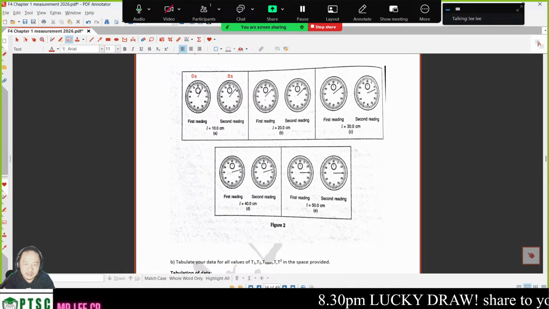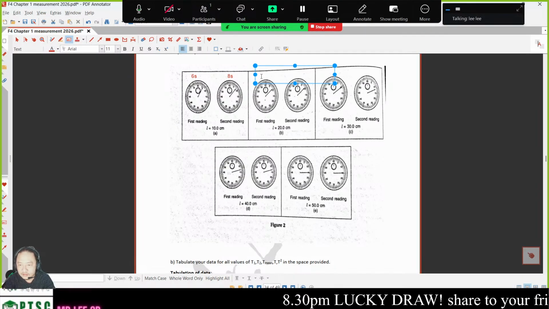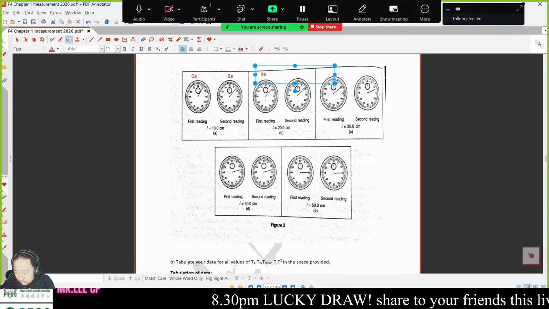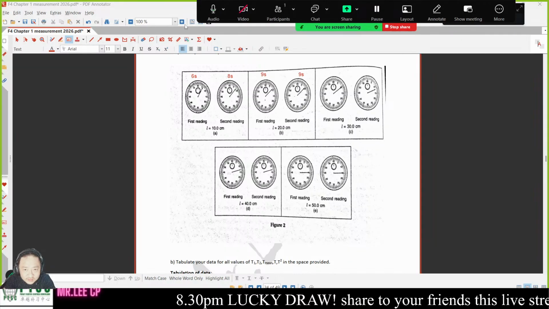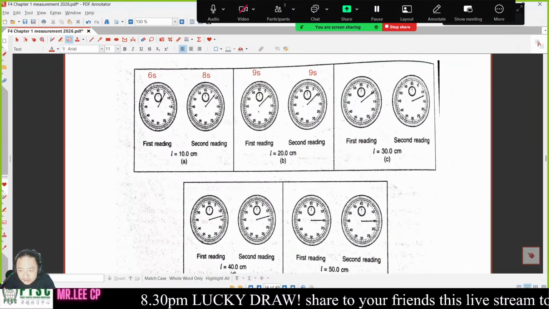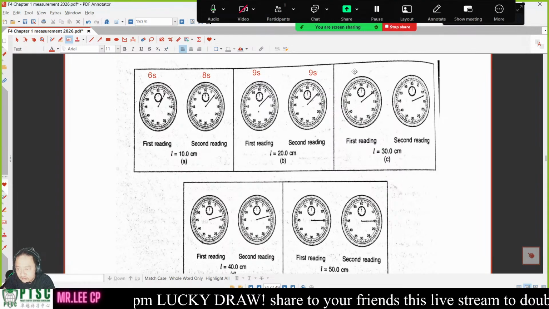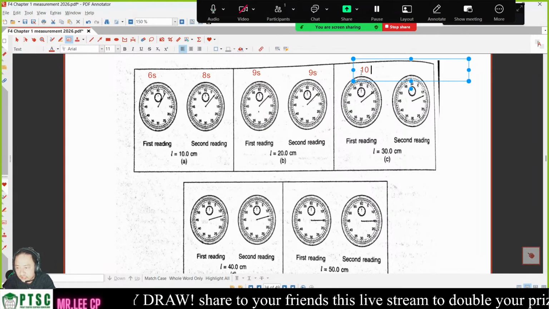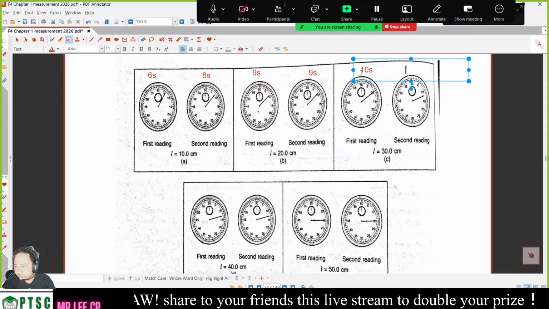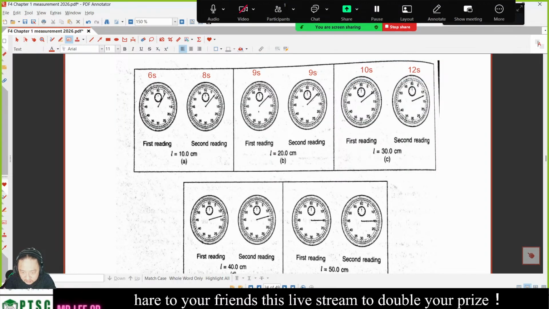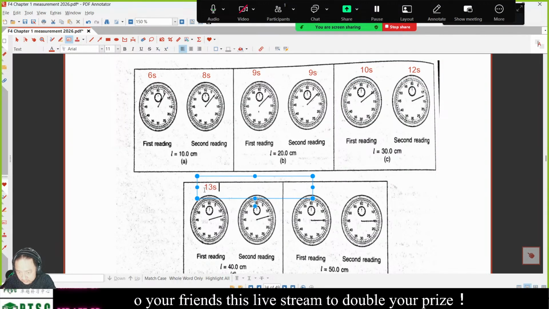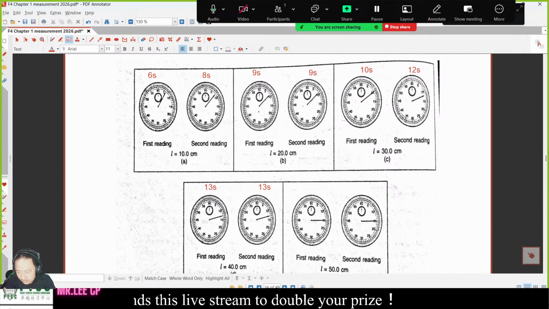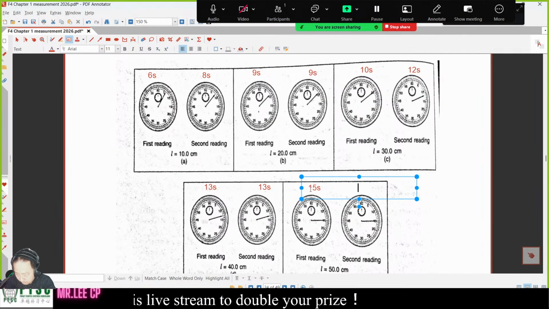I want to teach you the decimal later. Nearly forgot. This is 9 seconds. This is 9 seconds also. Let me see. Not so clear. This is 9, yeah. This is 9 also. This is 10. This is 11, 12. 10 seconds and 12 seconds. This one is 13, 13. And then this one is 15, 15.